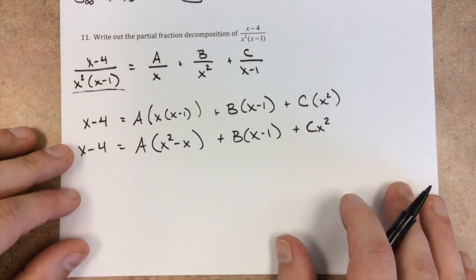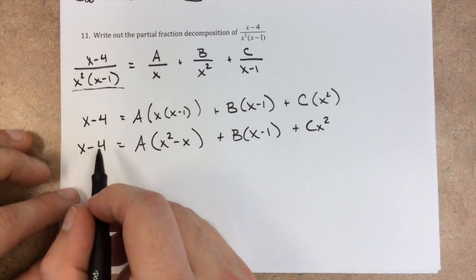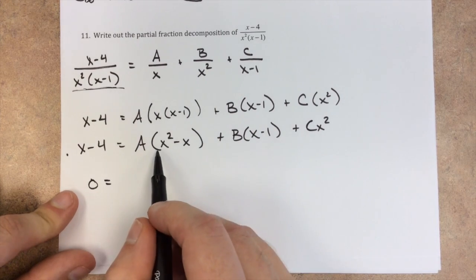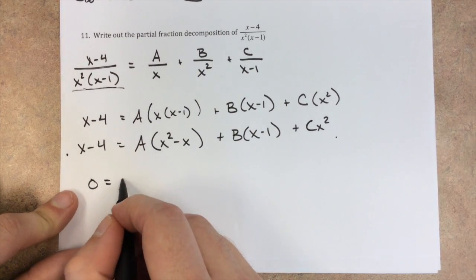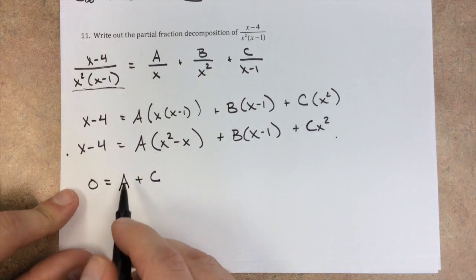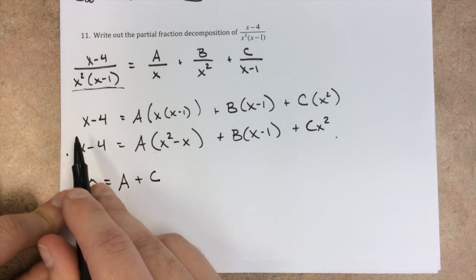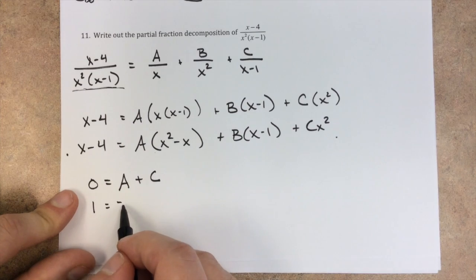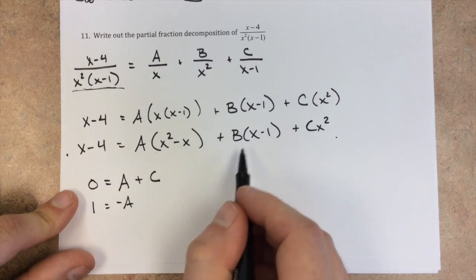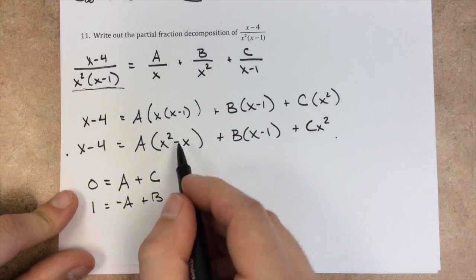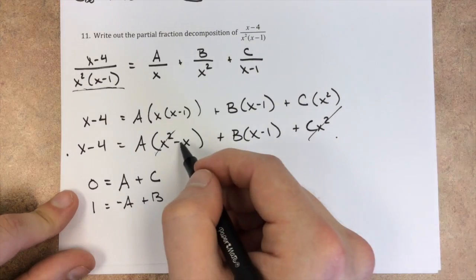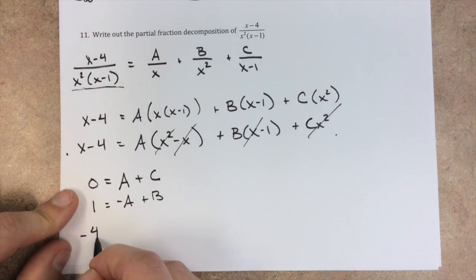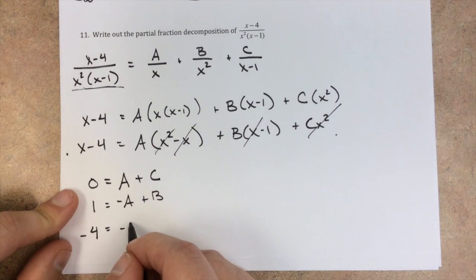All right, now's the grouping part. So I look, how many x squareds on the left side? 0. Equals. How many of these have x squareds on the right? A plus c. How many x's do I have? What's the coefficient of the x on the left side? 1 equals negative a plus b. So that takes care of that term, that term. Last one, negative 4 equals negative b.